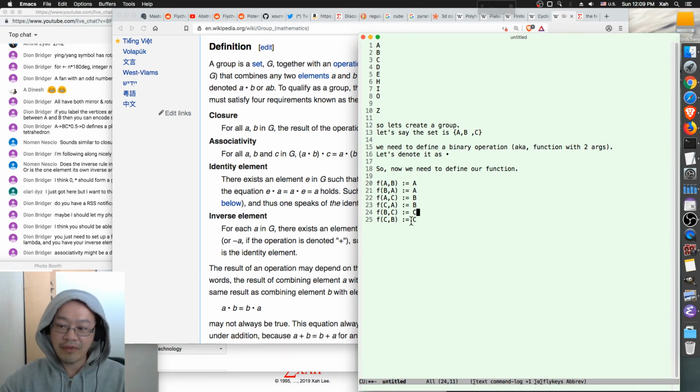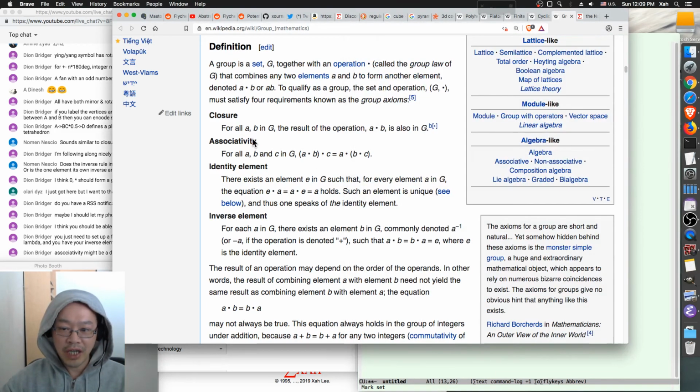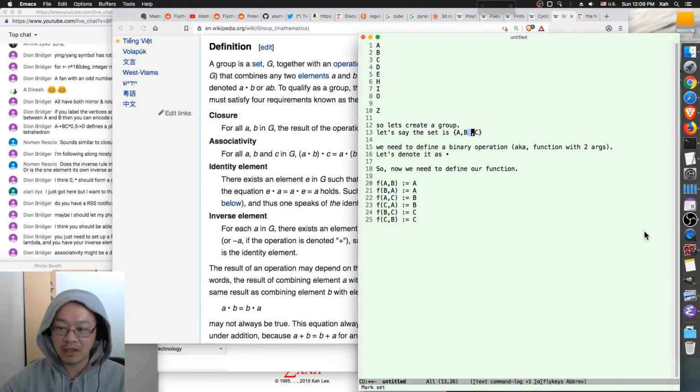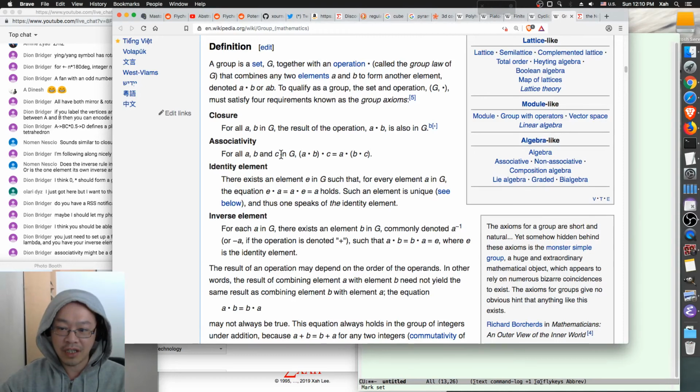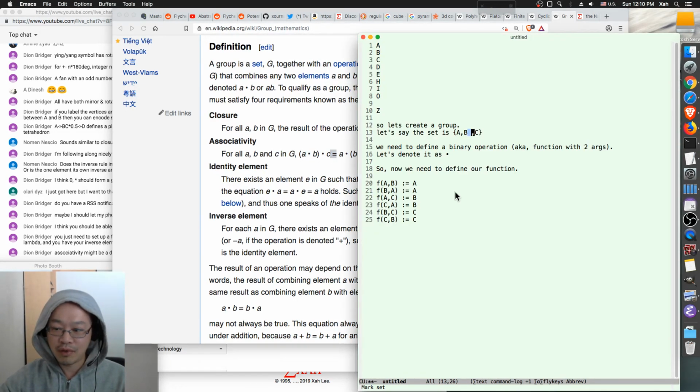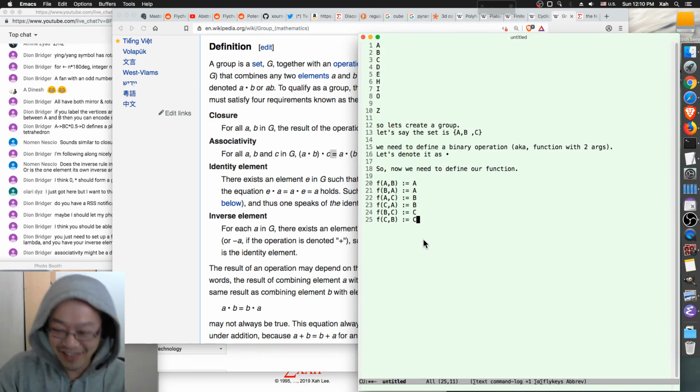Once we have that, now we need to check if our operation satisfies the group definition. We check closure: for all a, b in G, the result of the operation is also in G. Is that true? Check. True, because all the results are A, B, or C. Associativity: A dot B dot C. Well, you have to check. I don't know if it's true or not.